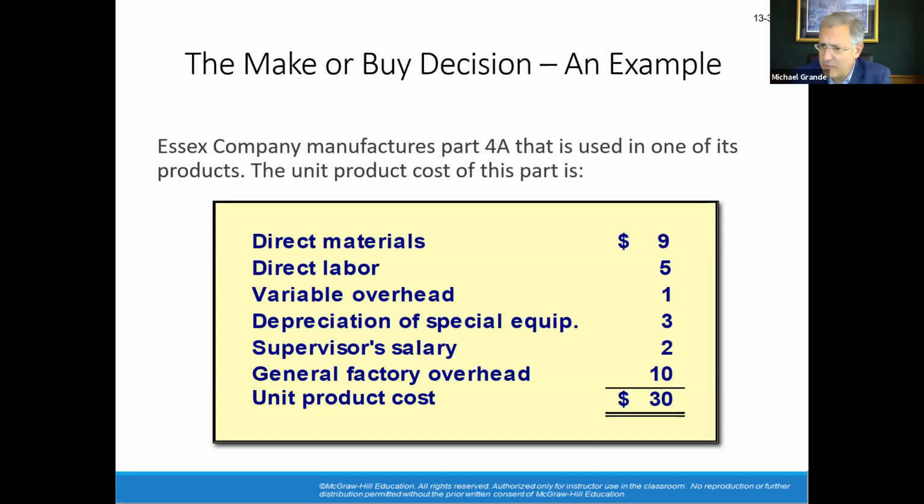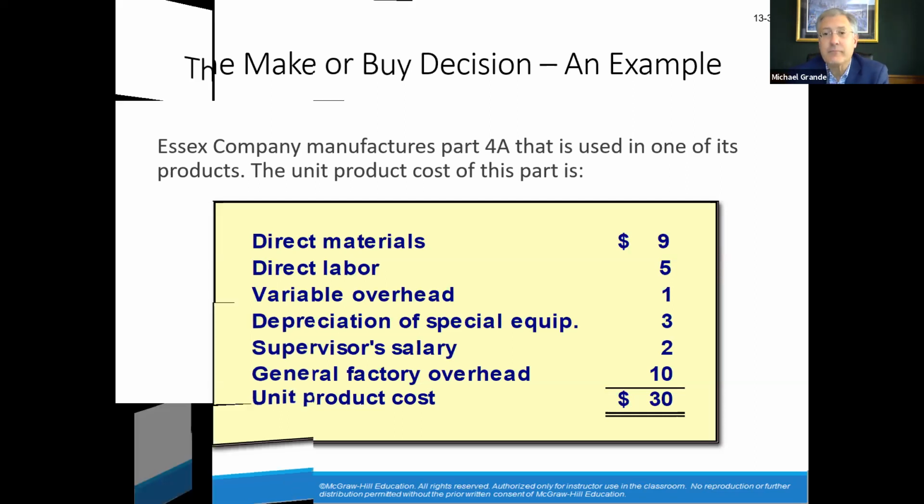Depreciation on special equipment, supervisor salary, general factory overhead. So this is what it costs for them to make it. The question is, if they buy it, which of these costs go away? Which costs would they not have to incur if they buy it from somebody else? Well, clearly the direct materials, clearly the direct labor, clearly the variable overhead. But what about the other three?